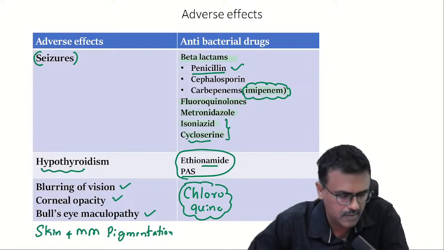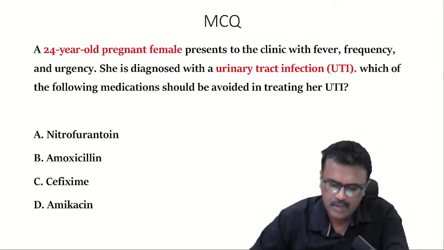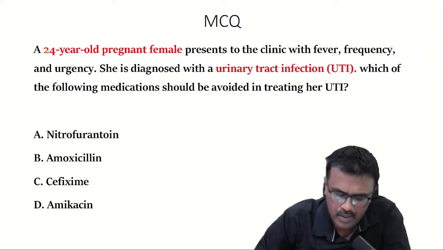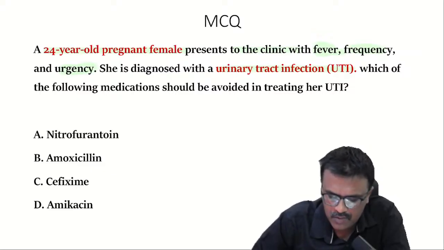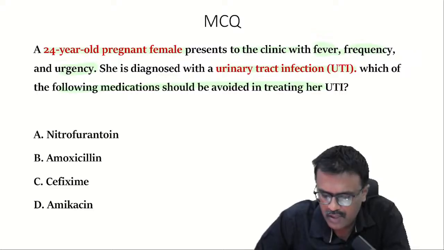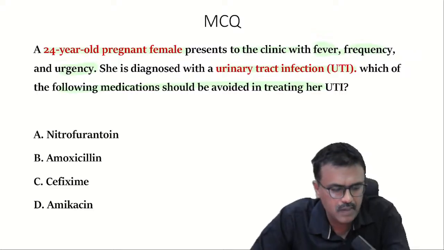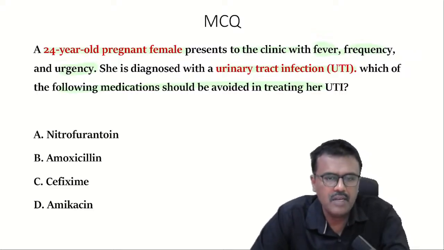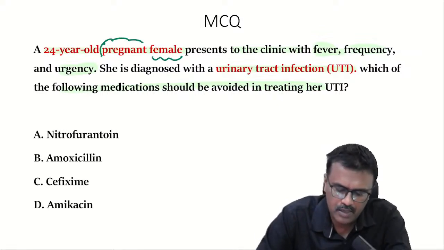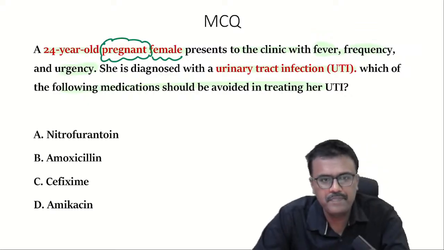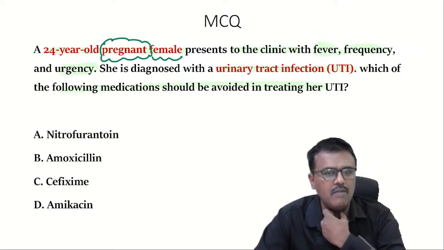Yes, you're right. Now let's move on to the next question. A 24-year-old pregnant female came to the clinic with fever, frequency, and urgency. She was diagnosed with UTI. Which of the following medications should be avoided in treating her UTI? So remember in your exams, if they give female patient, check whether she is pregnant in the question. So most of the times they will trick you there.